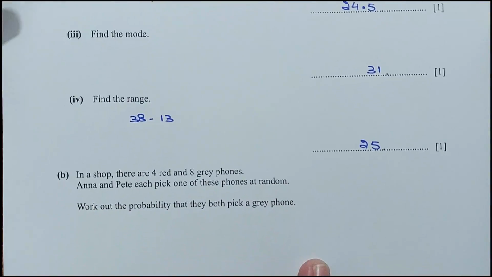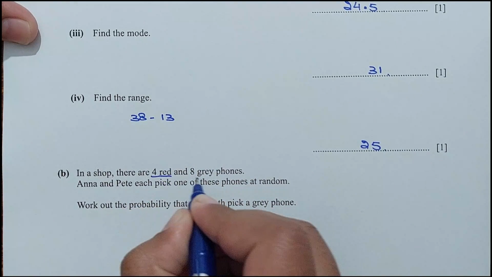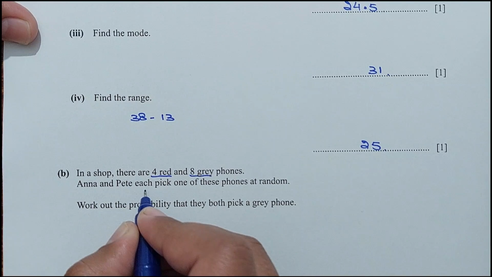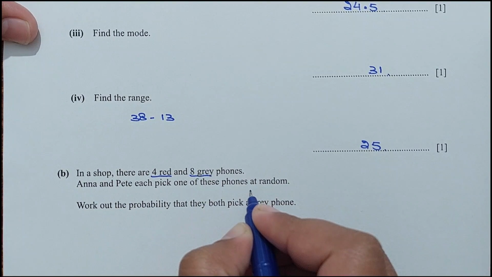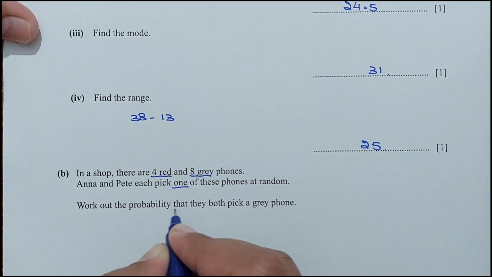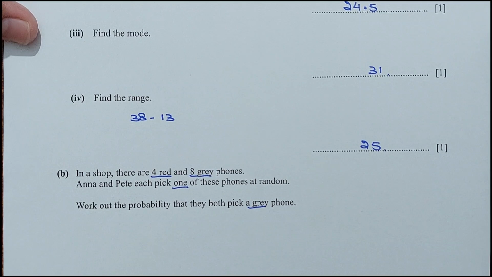Right, now for part B, in a shop there are 4 red and 8 gray phones. Anna and PT each pick one of these phones at random. Work out the probability that they both pick a gray phone, right?